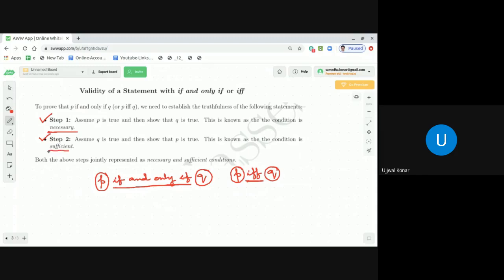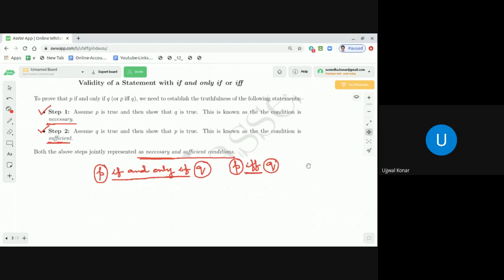Both the above steps are jointly represented as necessary and sufficient conditions. Let me give you an example, dear students, so that it will be very clearly understood.